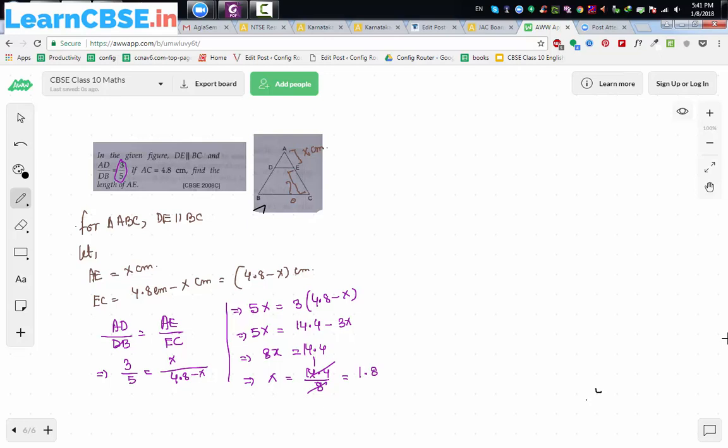That gives you 1.8 as the answer. So we are getting the value of AE as 1.8 centimeter, but we should complete our answer by writing the final statement. Hence, AE equals 1.8 centimeter. That's the final answer we should write.